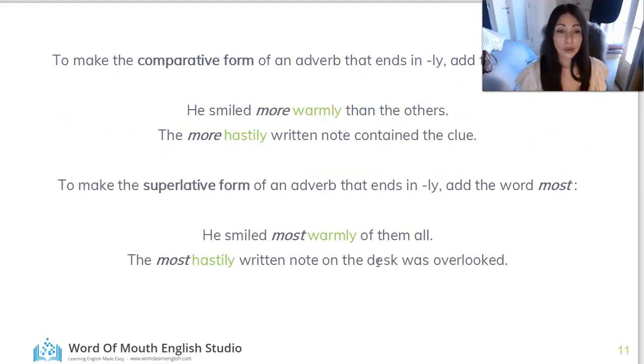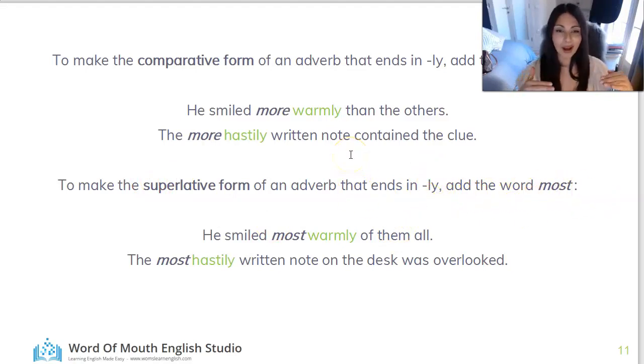Right, how is the comparative form of the adverb formed? When it ends in the suffix ly, just add the word more. It's hidden under there, but that's the word more. And to make the superlative form of the same, just add the word most.